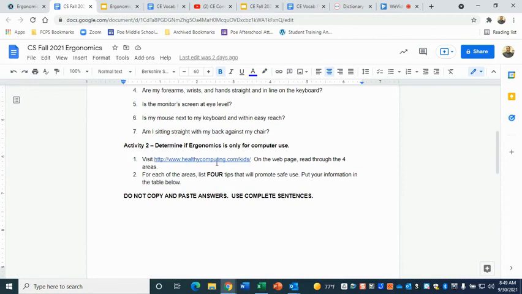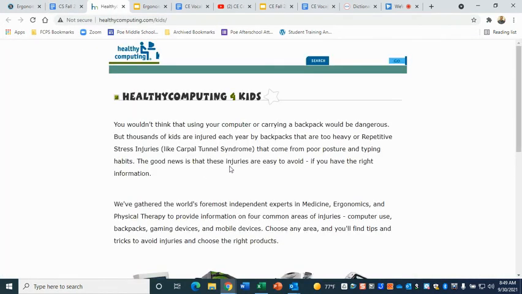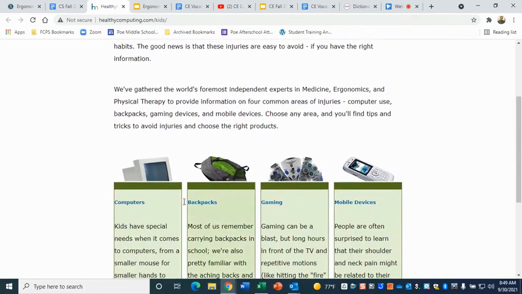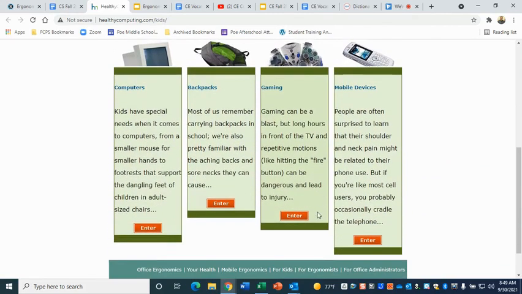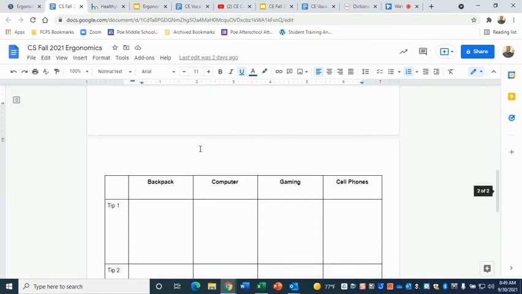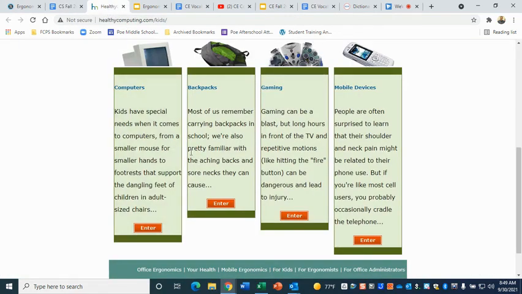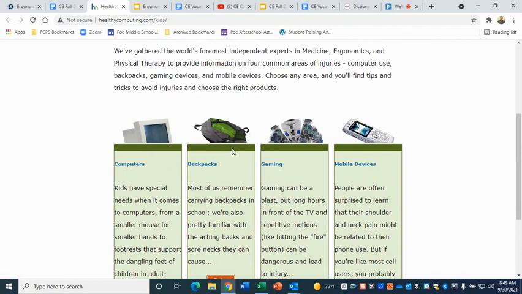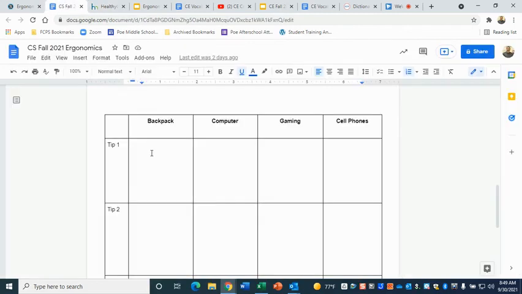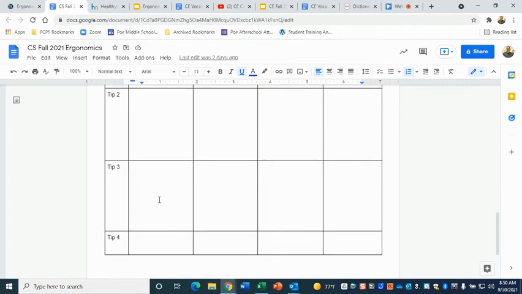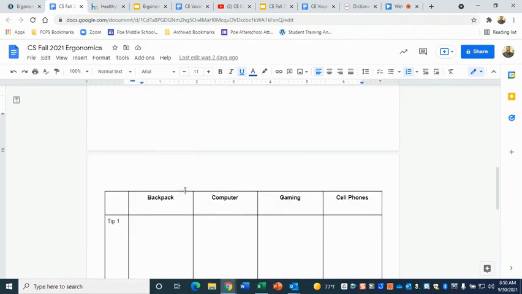And when you go to the website, Healthy Computing, you'll see that here are the 4 sections. So when you read each section, you need to find 4 different tips and put them in right here. Now, again, I do not want you to copy and paste. I want you to read each section and put them in your own words. 1 or 2 good sentences per block should do a great job.